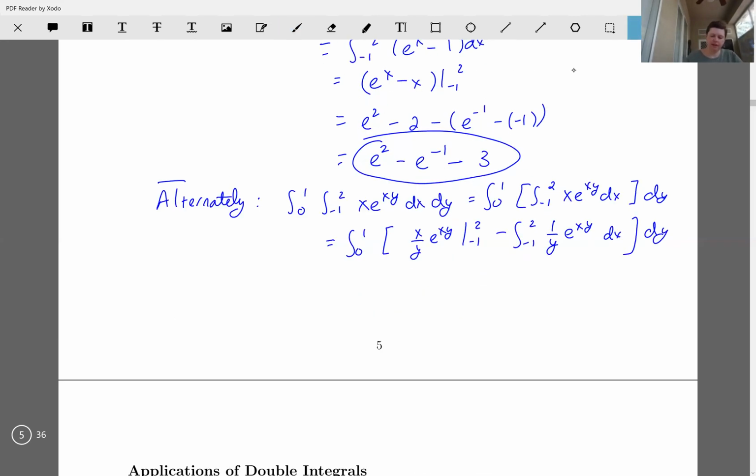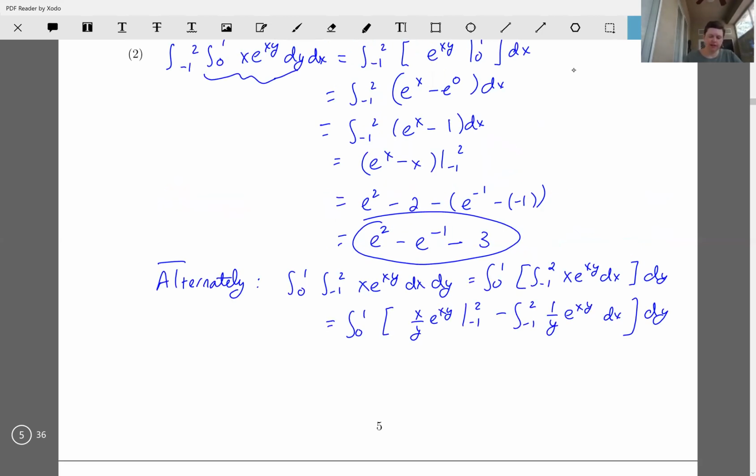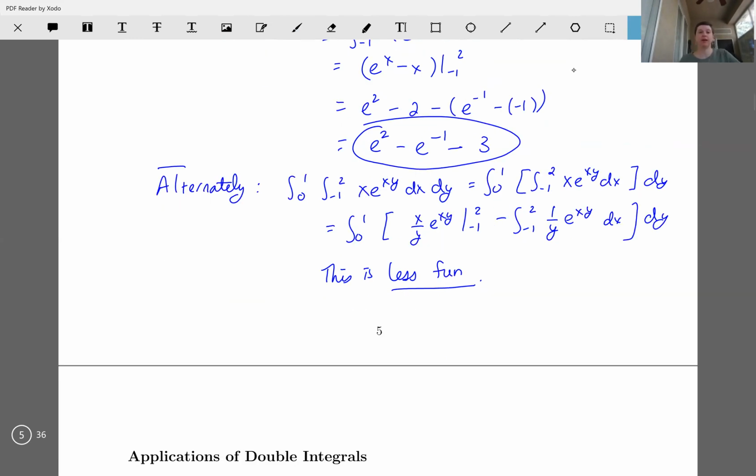And this is less fun. In fact, it even gets way less fun because we end up with an e to the xy divided by y to integrate, and like, what are we going to do with that? And so, in fact, this, I think, may even be impossible to integrate this way. And so that's the idea. Sometimes you actually have to choose an approach.